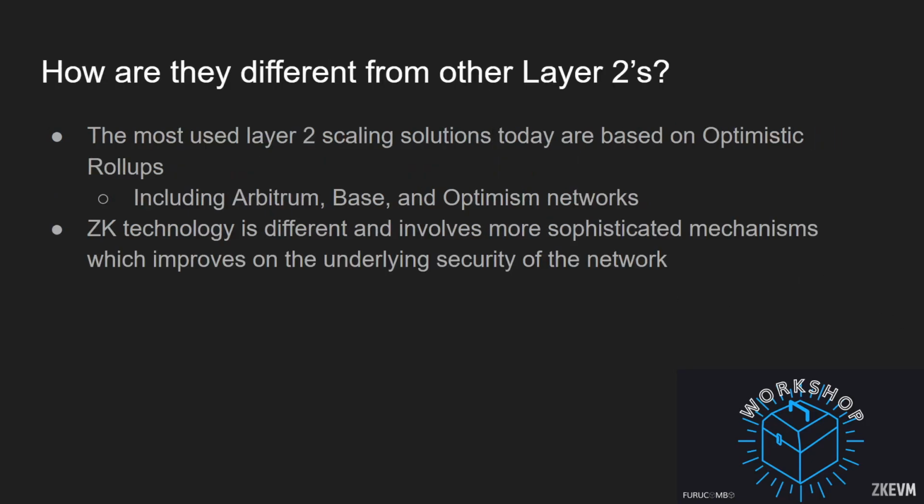So how are they different from other layer 2s today? The most used scaling solutions today are based on the optimistic rollup style. If a user or protocol thinks there are malicious transactions, they can flag these transactions, and then there's a committee that will review this. And if there's malicious activity, the chain or those transactions would have to be rolled back.